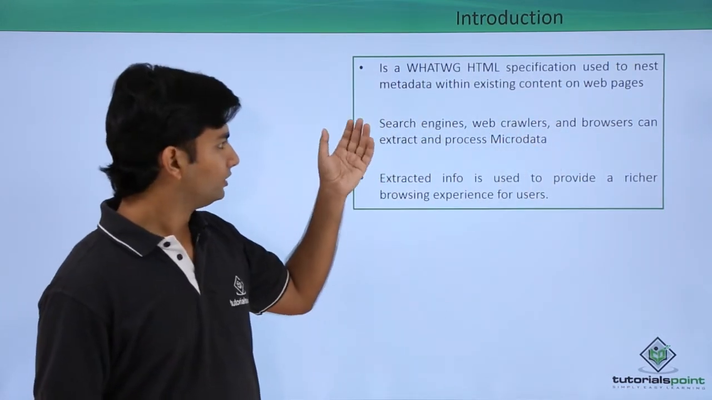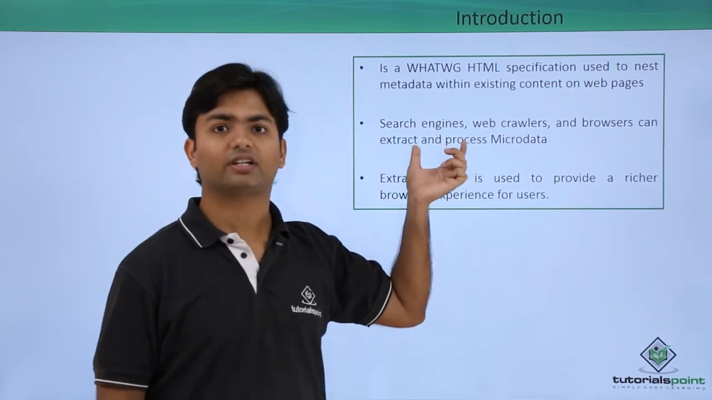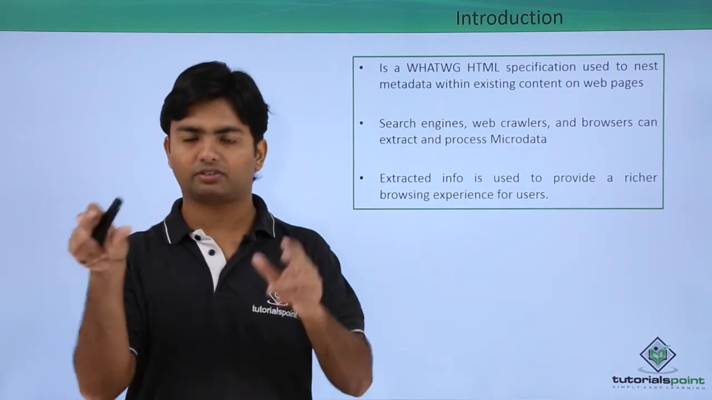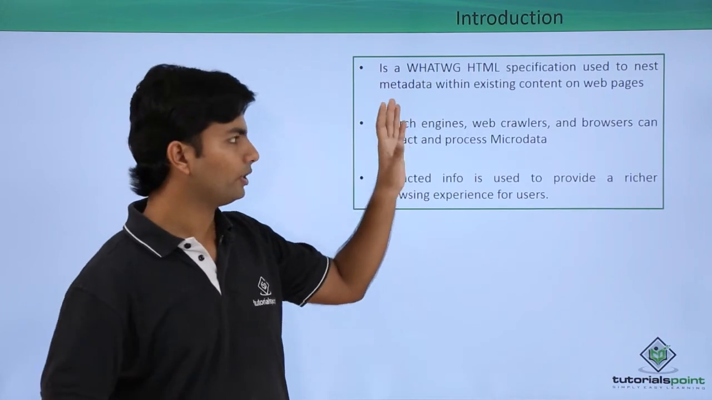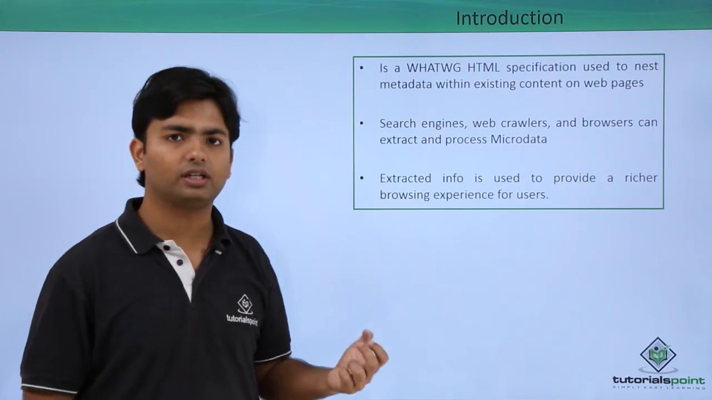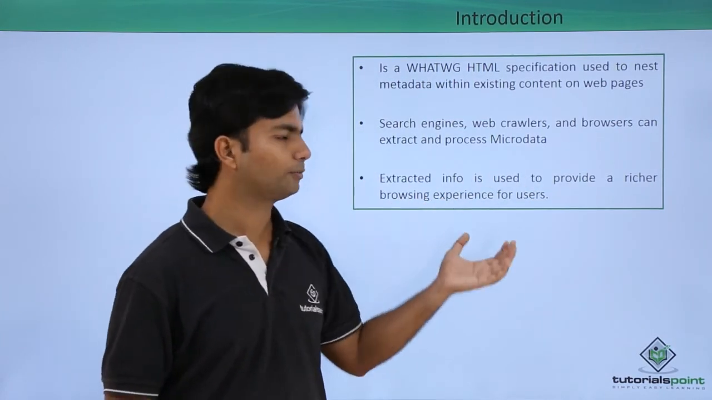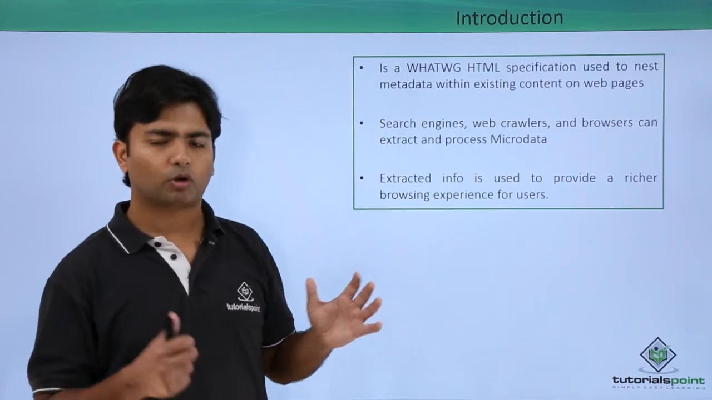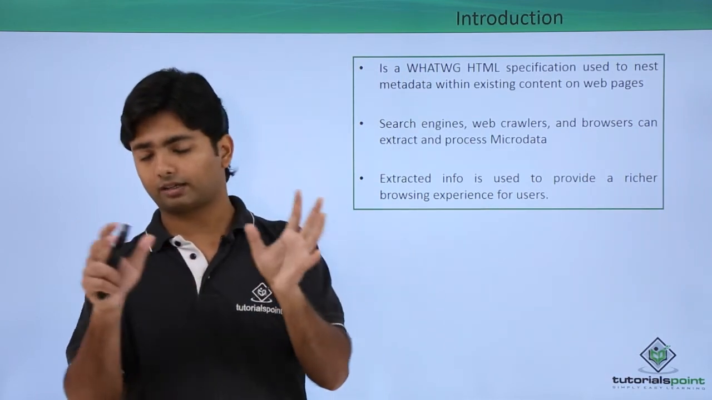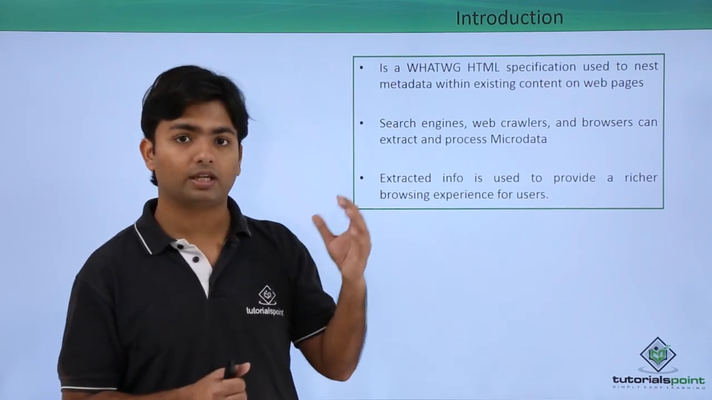Search engines, web crawlers and browsers can extract this data and can process the microdata. As I said, if India is a country, in that way we can extract that this is the country name, and then I can make use of this detail any way I want. Extracted info is used to provide a richer browsing experience for the user, because that information is retrieved and processed so that it will be helpful for giving a better user experience to the end user.